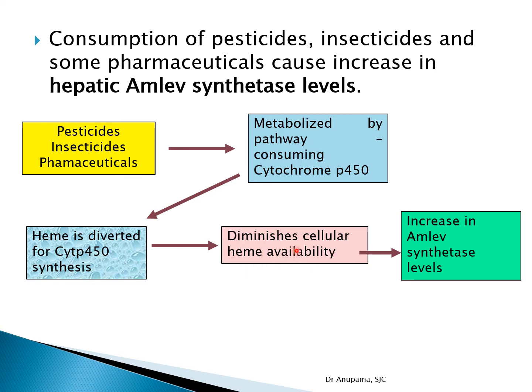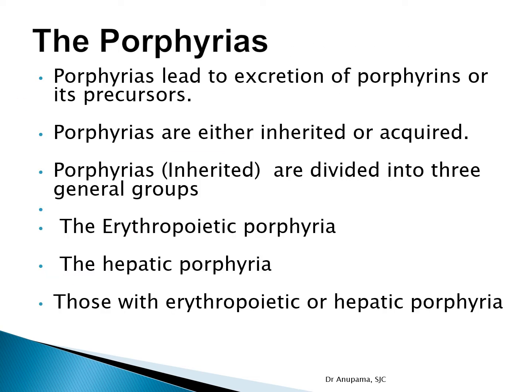So what happens is, because we need heme again, this delta aminolevulinate synthetase levels are increased. So that is how these three are contributing to increased levels of ALA synthetase. The porphyrias lead to excretion of porphyrins or their precursors.